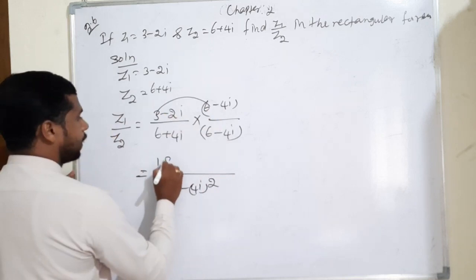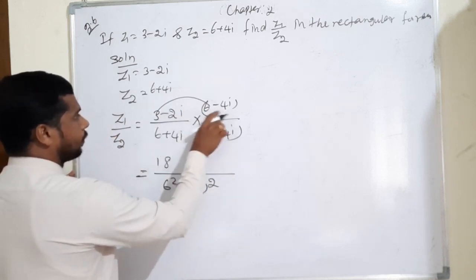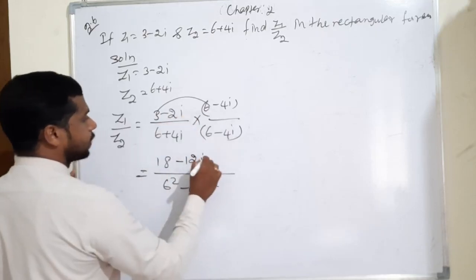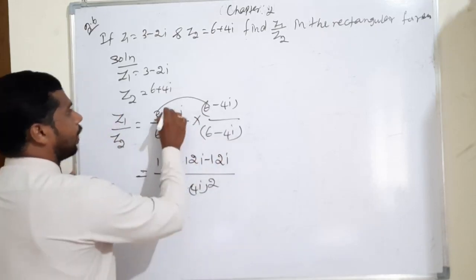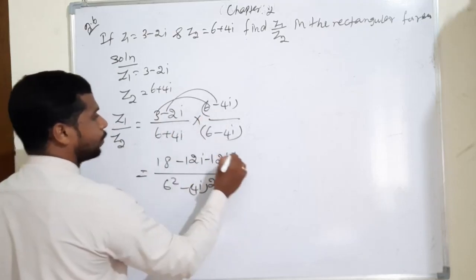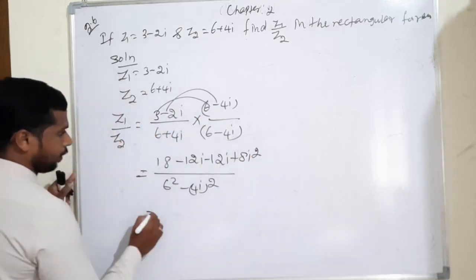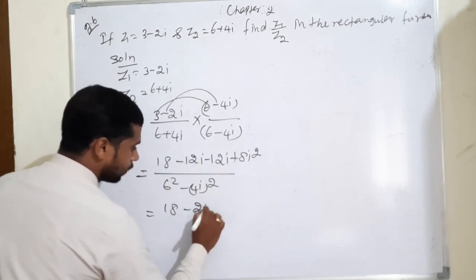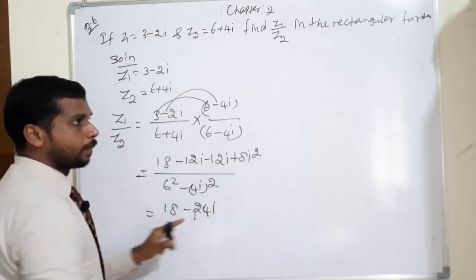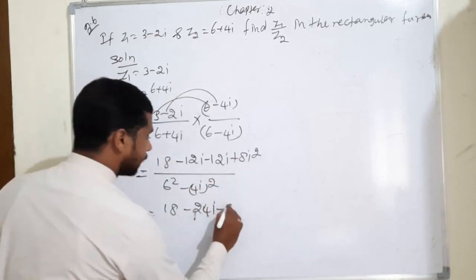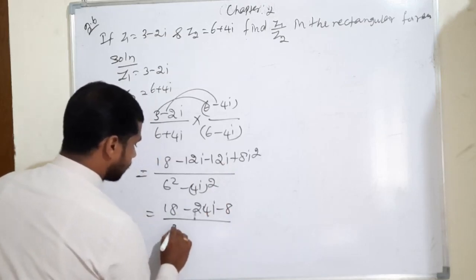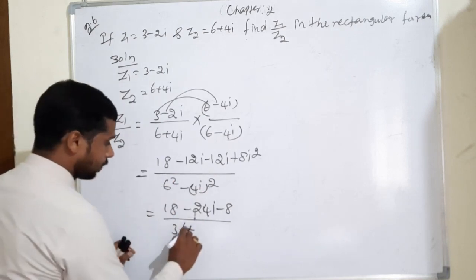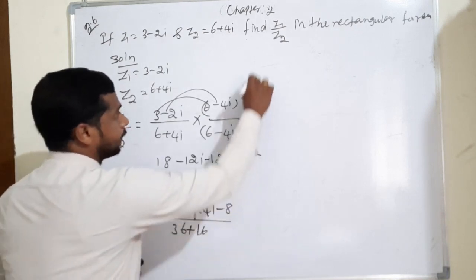Again, 3 into 6 is 18. Then 3 into 4 is 12, isn't it? So minus 12i. Again, 2 into 6 is 12, again minus 12i. Last, minus into minus plus, 4 into 2, 8 i square. So 18, minus 12i, minus 12i means minus 24i. I square means minus 1, we have a plus sign, therefore minus 8. Divided by 6 square, which is 36. I square means minus 1, we have a common minus, therefore plus 4 square, which is 16.